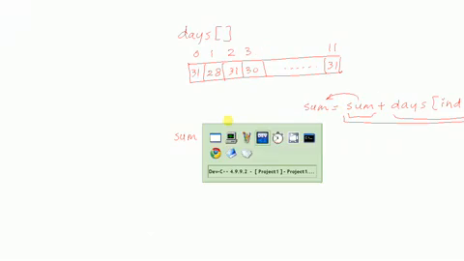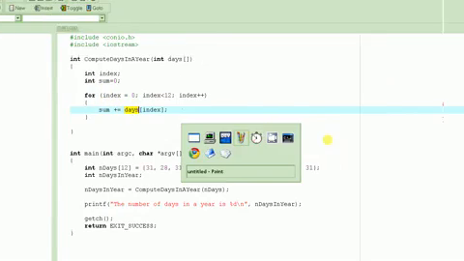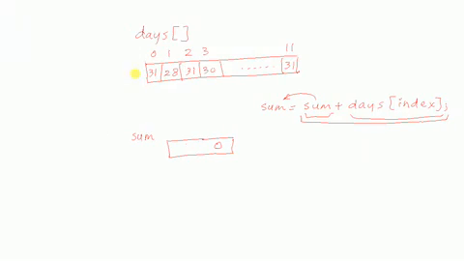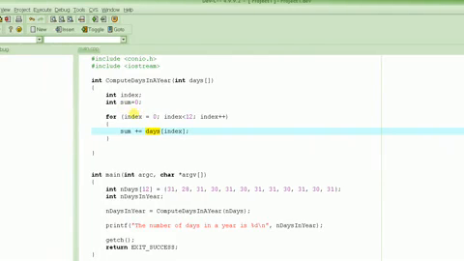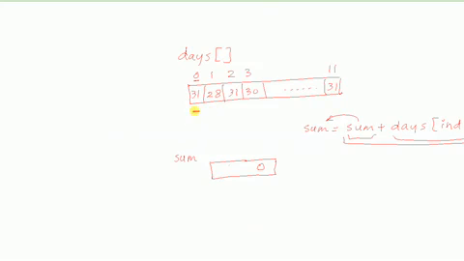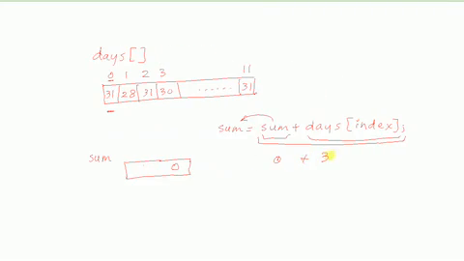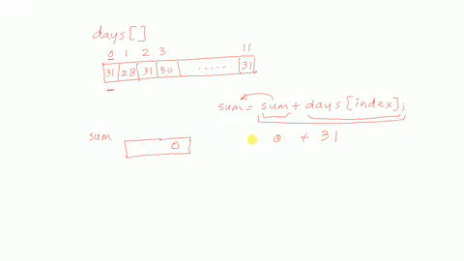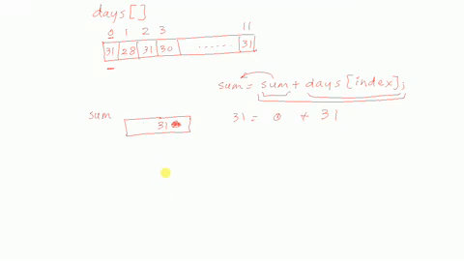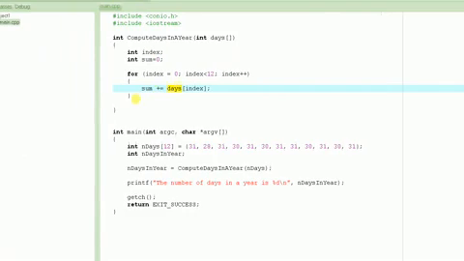And as this function executes and this loop executes, it does this again and again. So let's start. The first time, the value of index would be 0, and we will be accessing this element here, 31, and the value of sum is 0. So 0 plus 31, the answer is 31, and this gets stored back into sum. So the value of sum becomes 31 here. Then this loop executes again by incrementing the value of index by 1, which means the value of index will be 1.